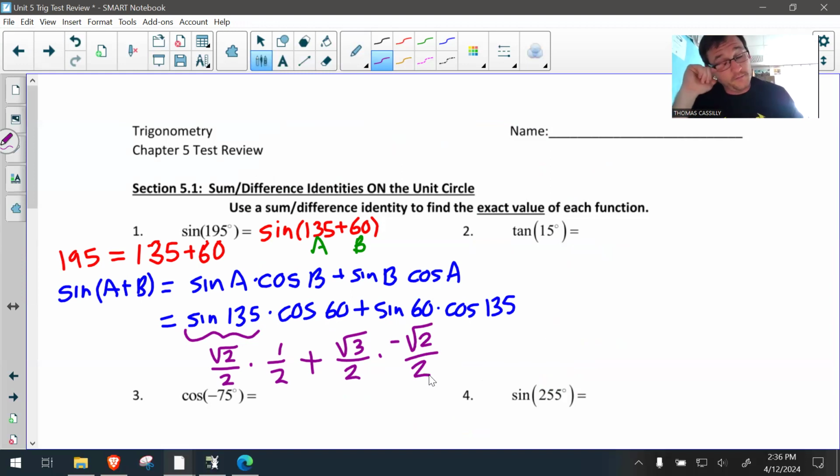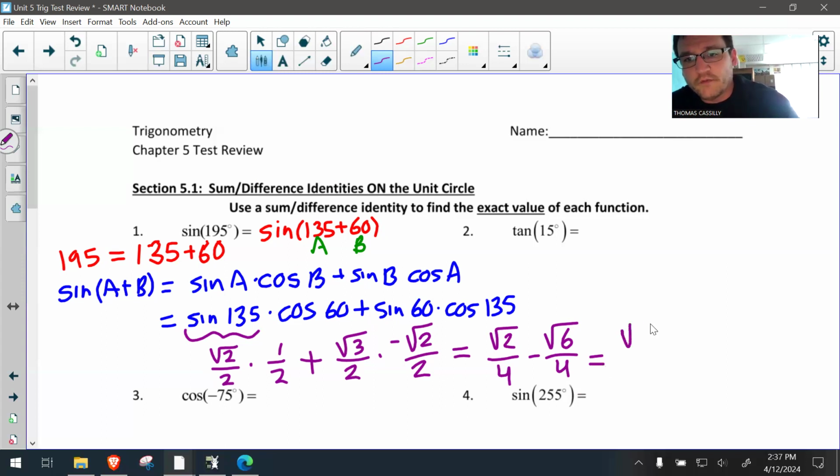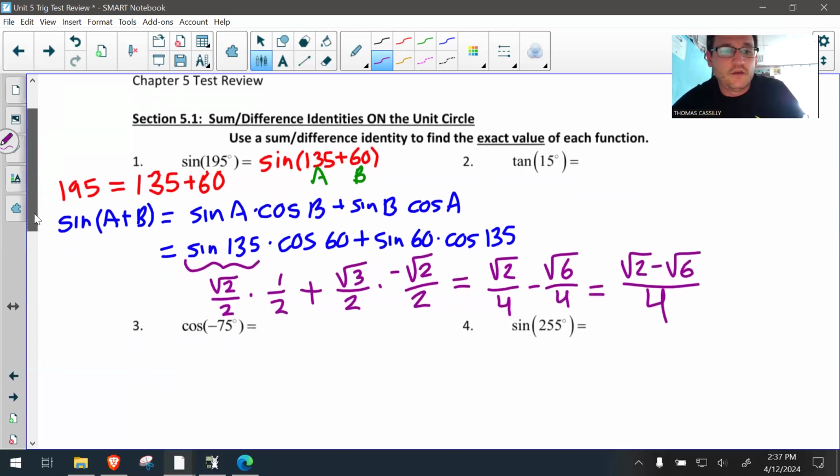All right. So let's simplify all of that out here. We have square root of 2 over 4, right? Minus, right? Because we're multiplying a negative here. That's minus square root of 6 over 4. And these are common denominators, so we stick it all on top of a single fraction here. So the square root of 2 minus square root of 6 all over 4. Okay, that is your sine of 195 here.